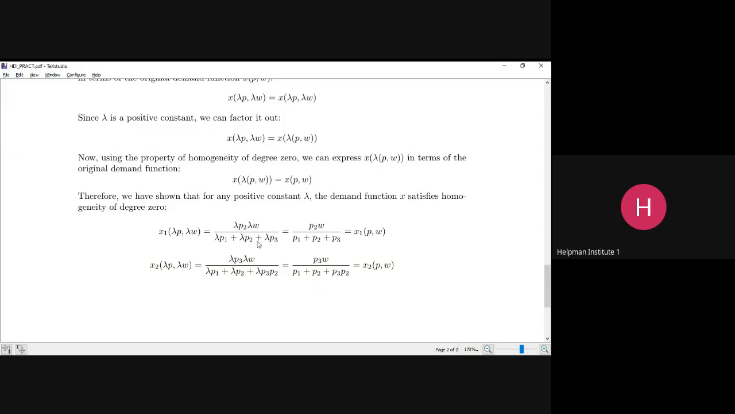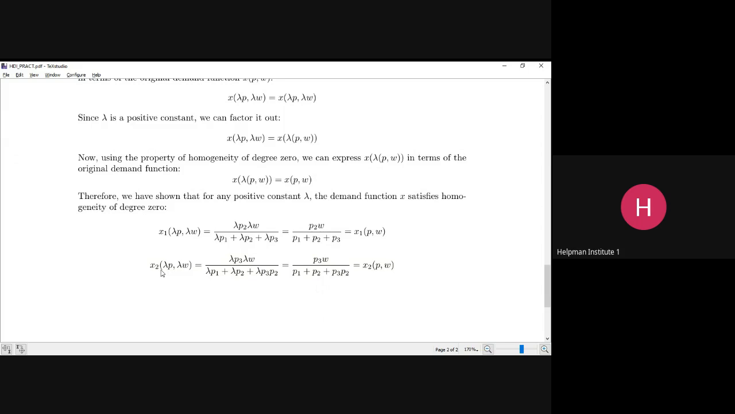To factorize out all lambdas, you have P2 and w left at the numerator, so they will cancel out because they have degree zero. The power of 0 becomes 1. When you factorize out all P here, it becomes P1 plus P2 plus P3. Everything to the power of 0 becomes 1. And this is originally the question that was given to us, which is still what we have here.